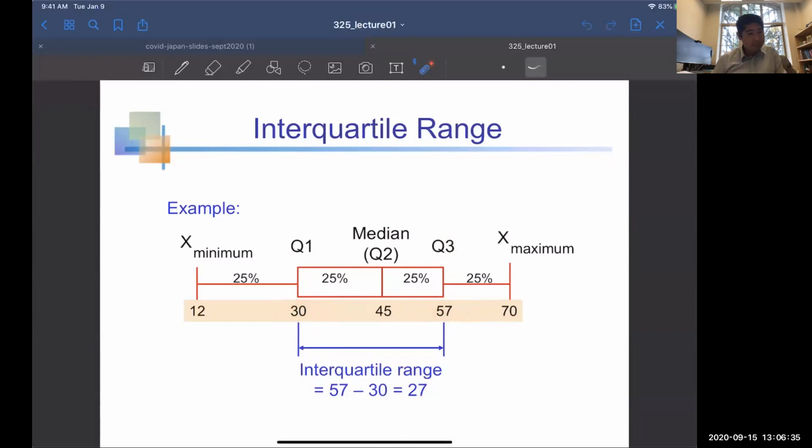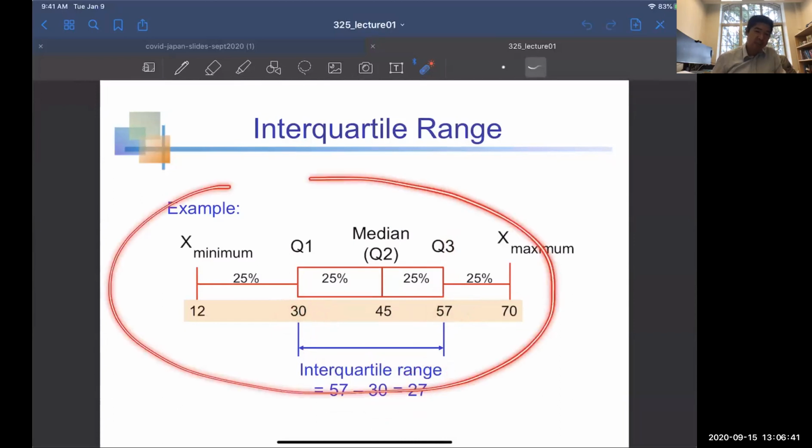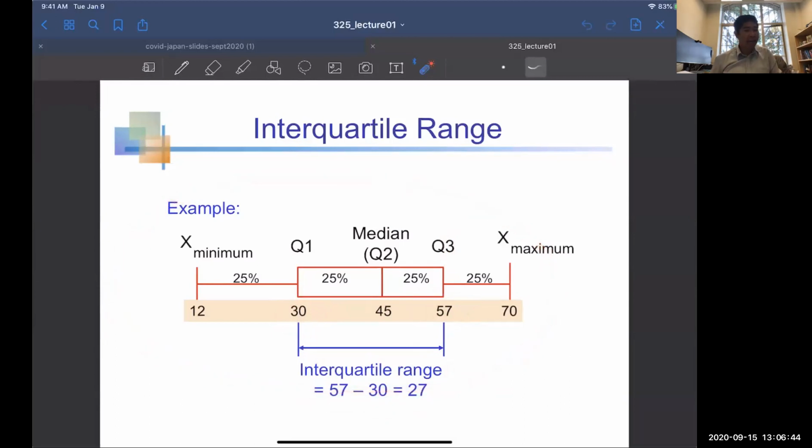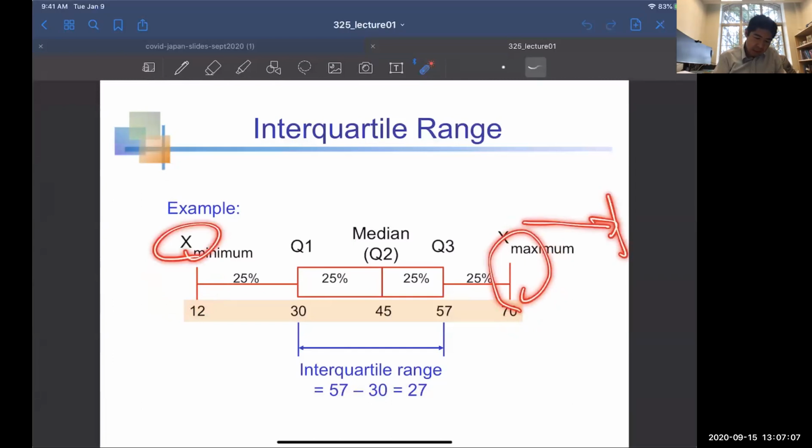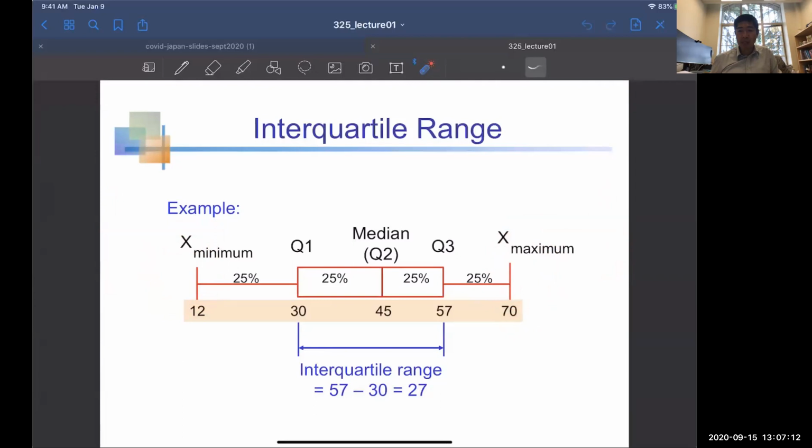So presenting a number like 27 is also good, but why not just present a visualization like that? That gives a pretty good idea about how the data's distribution looks like, especially if you get used to watching this type of graph. And also you can get a sense of whether an outlier is present or not, because if this has a longer length, that means that an extreme value is present. Okay.